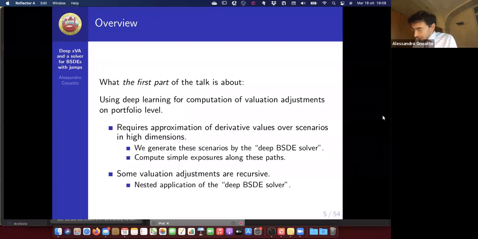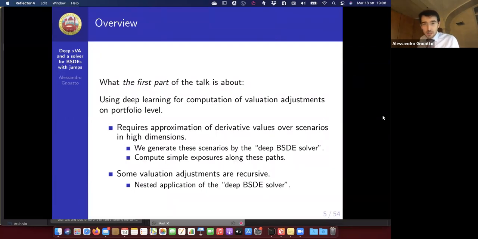The idea that we want to propose is to generate such scenarios for the price of contingent claims by means of the so-called Deep BSDE solvers. And once we generate the scenarios by means of the Deep BSDE solver, some of these valuation adjustments can be computed by simply performing an integration with respect to the time dimension and then taking sample averages. This is just for the basic valuation adjustments.